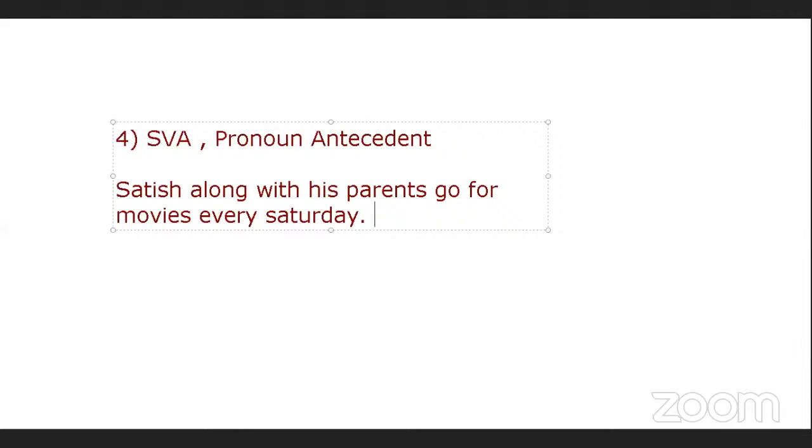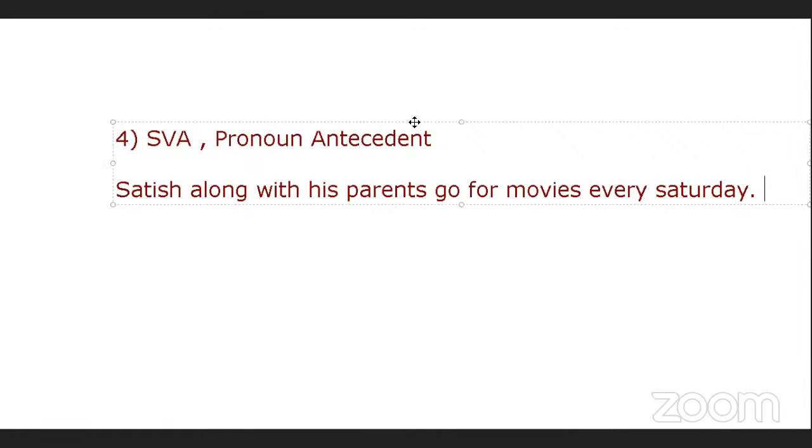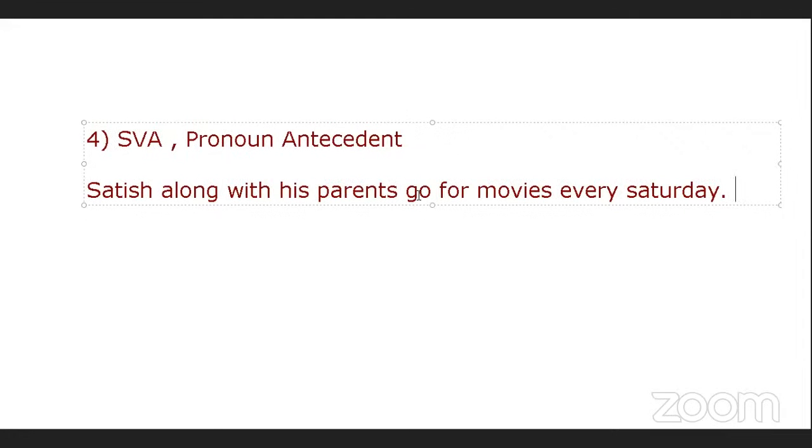Satish, along with his parents, go for movies every Saturday. What are the subjects in this particular statement? What is the verb? The verb is go. What about the subject? You have Satish along with his parents. Two subjects. Now, parents is plural, Satish is singular. So, which one to consider? Should we consider both or should we consider only one?